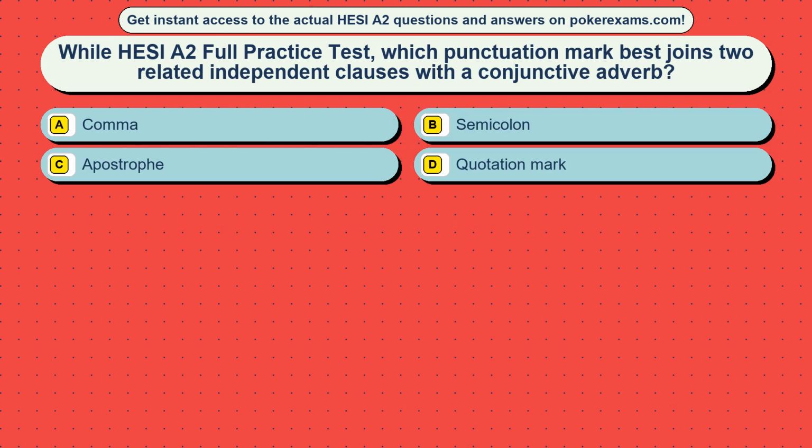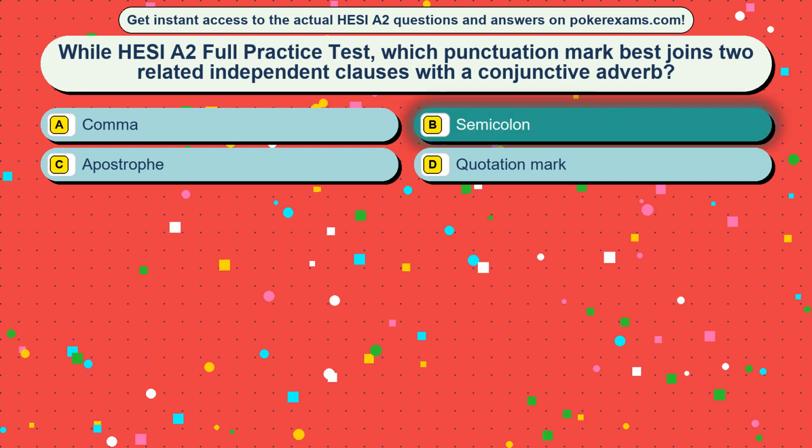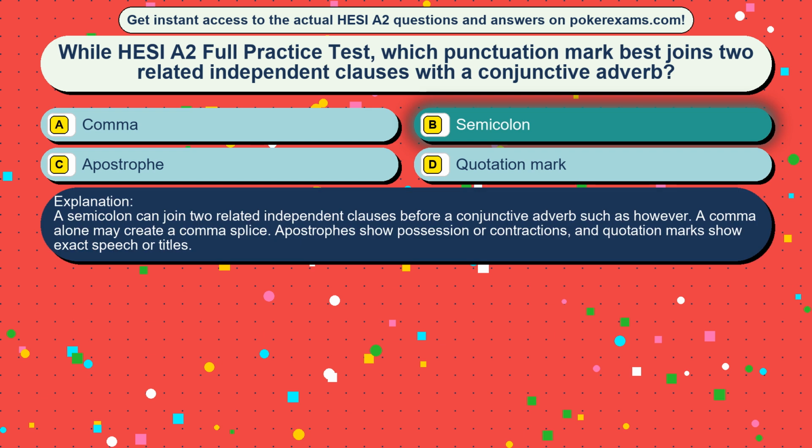Question 37. HESI A2 full practice test, which punctuation mark best joins two related independent clauses with a conjunctive adverb? Option A, comma. Option B, semicolon. Option C, apostrophe. Option D, quotation mark. The correct answer is option B, semicolon. A semicolon can join two related independent clauses before a conjunctive adverb such as however. A comma alone may create a comma splice.